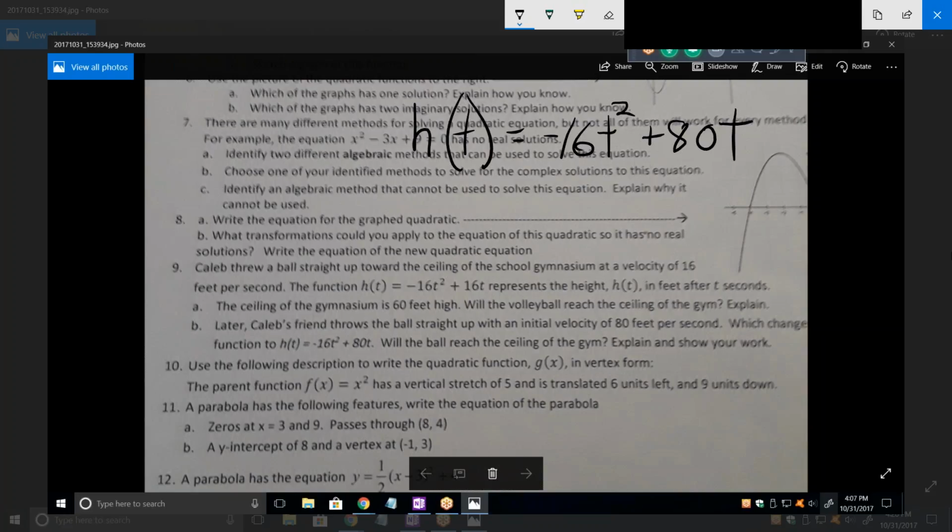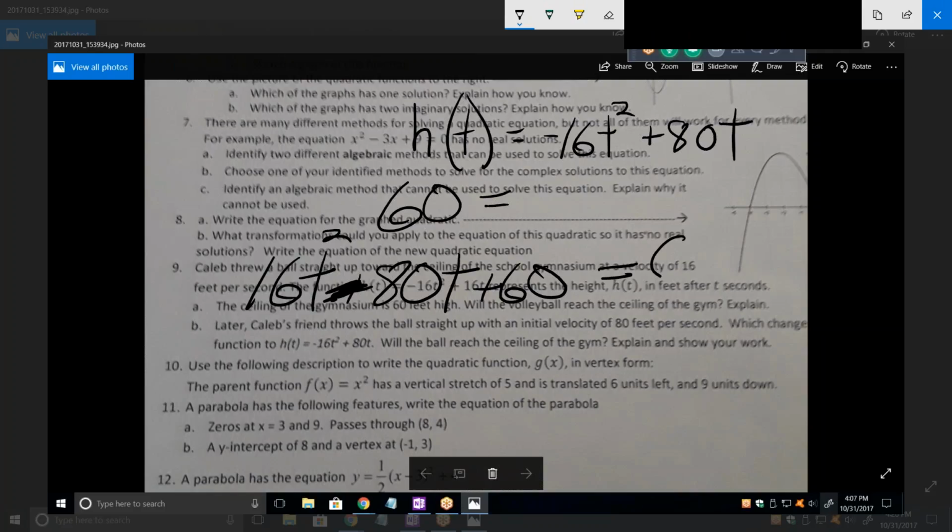Okay. Now, which changes the function? Will the ball reach the ceiling now? Well, again, the ceiling is still 60. So I'm going to plug in 60 for the height. And now I've got a different equation to try to solve. Now, notice b is much bigger. Negative, though. Now tell me what the discriminant is.